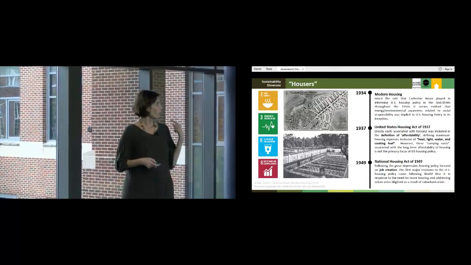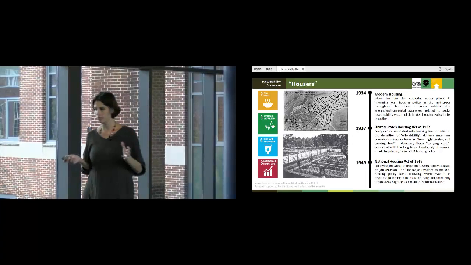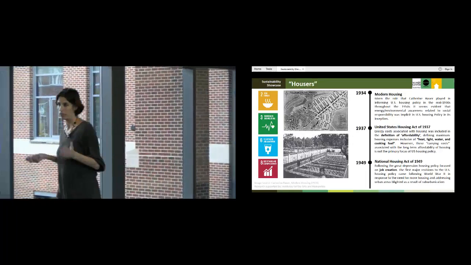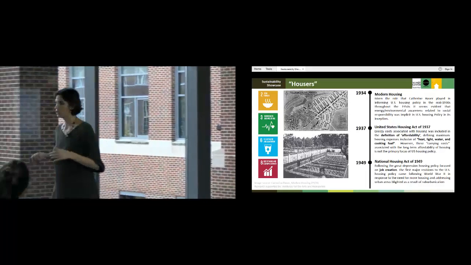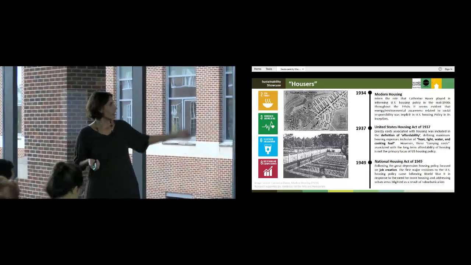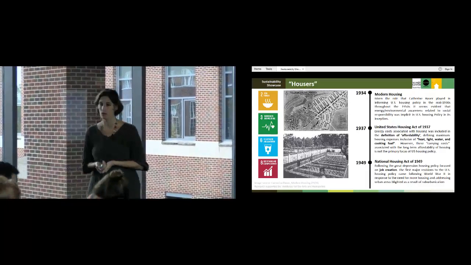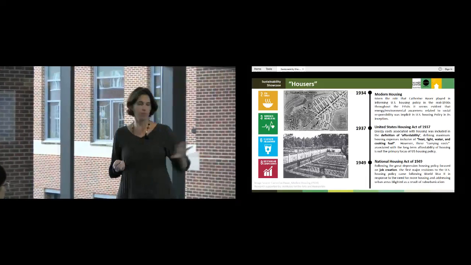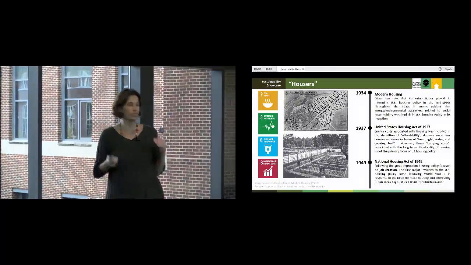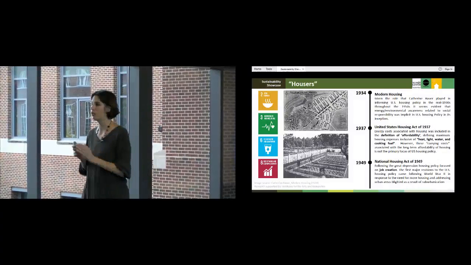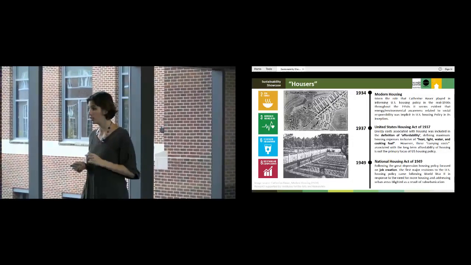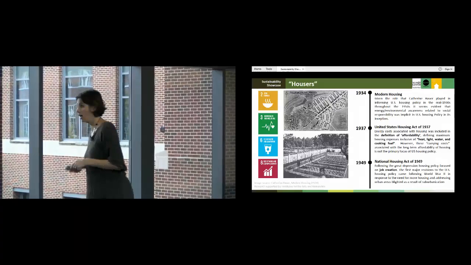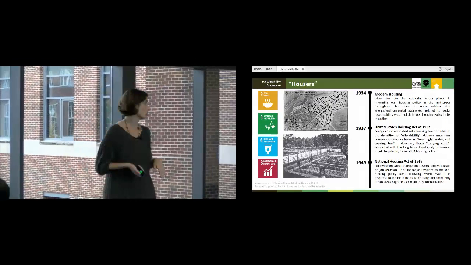So I want to quickly just look at the role of government and what that looks like related to these UN Sustainable Development Goals. This is a study that we conducted to look specifically at how energy has been considered in housing policy over the years.